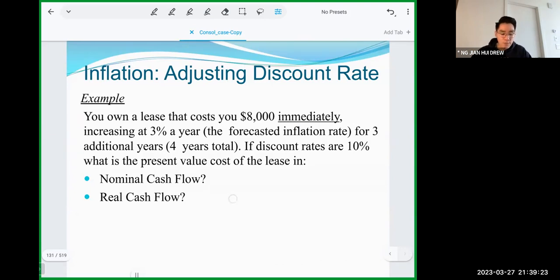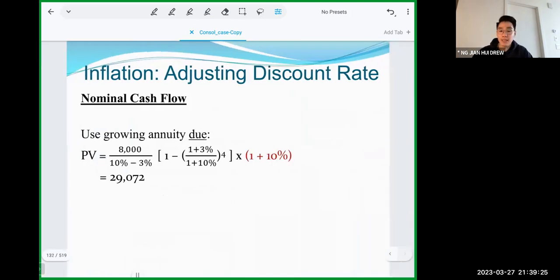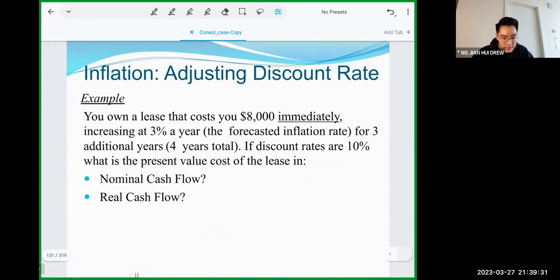So in terms of nominal cash flow, what's happening here? We know that the cost of the lease is going to increase by 3% each year, and your discount rate is 10%, right? So your increase every year is almost like a growing annuity. You see, it's a growing annuity.